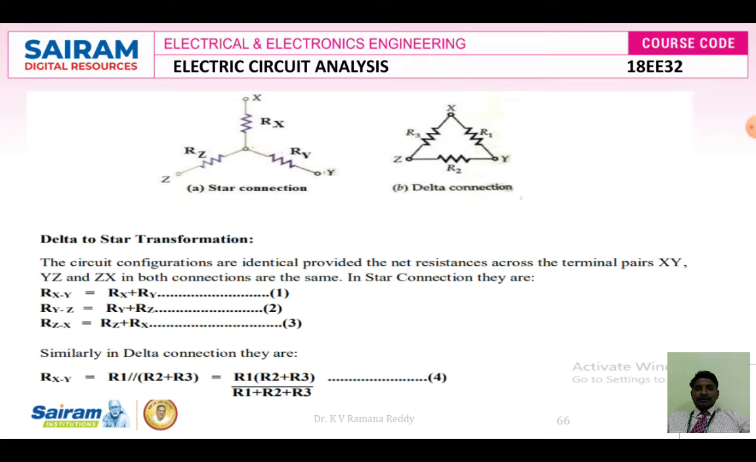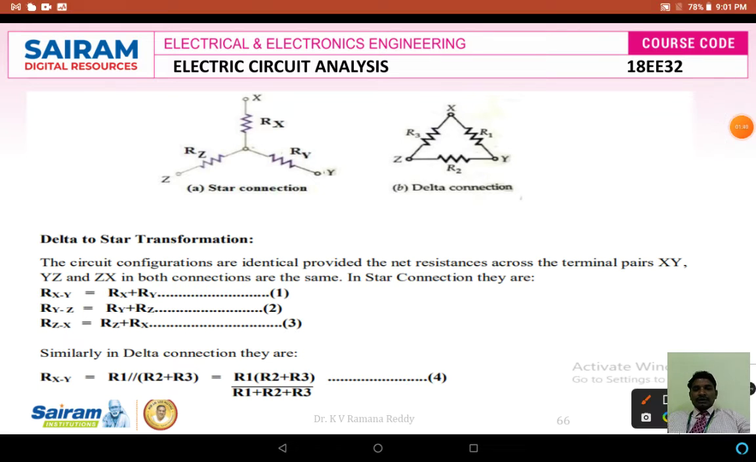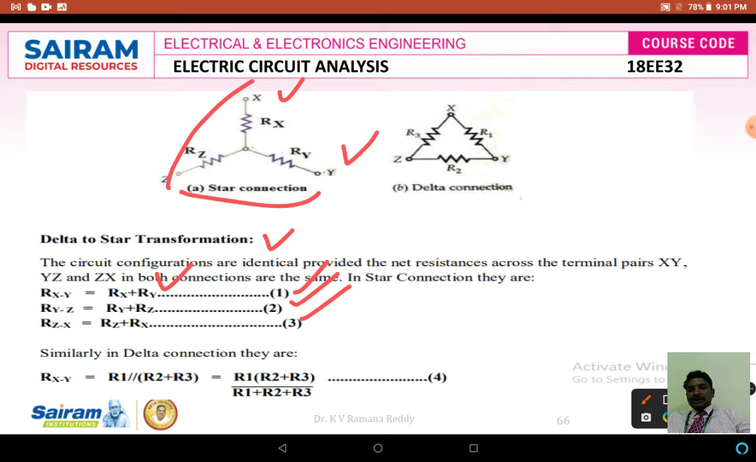First of all, here we are going to discuss delta to star transformation. To define the formula for delta to star transformation, first of all we are going to write what is the resistance offered. Rx to y, that is Rx plus Ry. We can make it equation number 1. Ry to z resistance, we can take it as Ry plus Rz, equation number 2. And Rz to Rx, we can take it as Rz plus Rx, equation number 3.